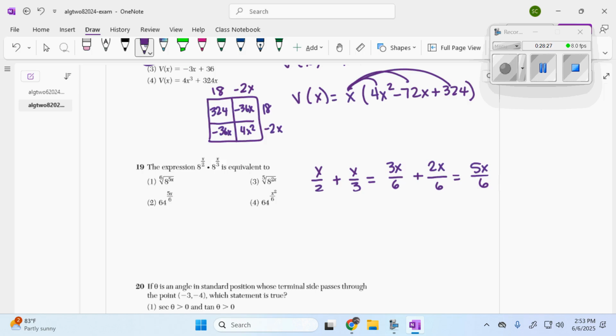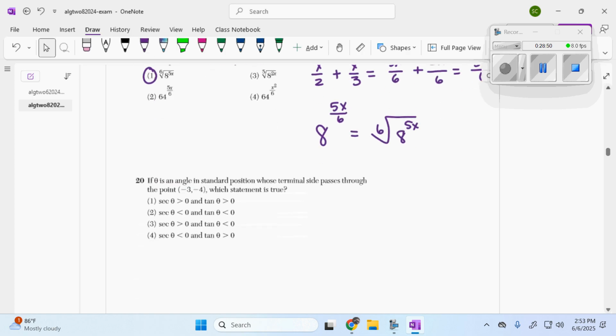So what we really have is 8 to the 5x over 6. Well, using our property of exponent over root, I can say this is the 6th root of 8 to the 5x. And then look for that answer. It's choice 1. And we move on.